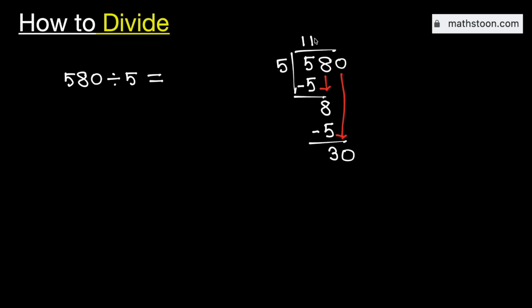And we know that 5 times 6 is 30. Subtract, we get 0. As we have no number to bring down here and got the number 0, so we will stop. Therefore, 580 divided by 5 is equal to 116, and this is our final answer.